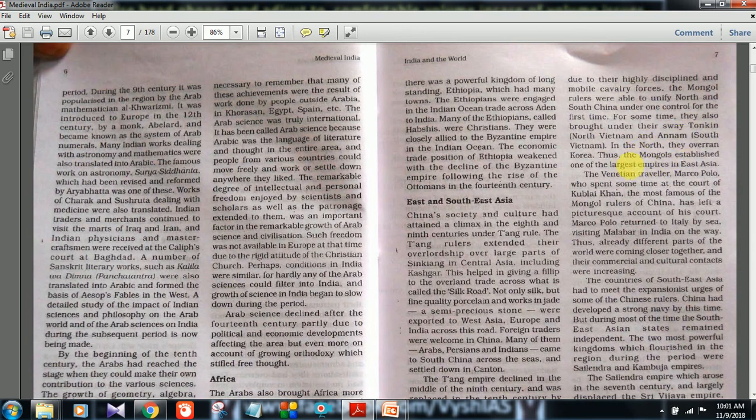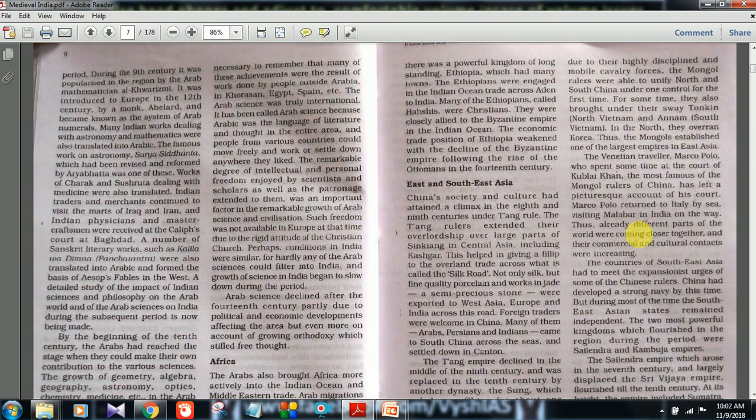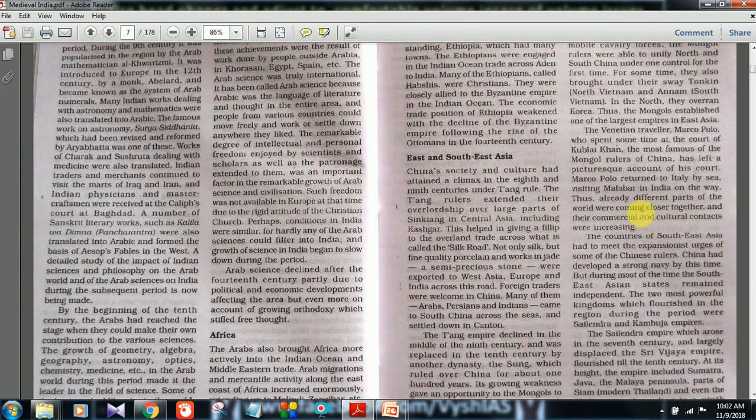Thus, the Mongols established one of the largest empires in East Asia. The Venetian traveler Marco Polo, who spent some time at the court of Kublai Khan, the most famous of the Mongol rulers of China, has left a picturesque account of the court. Marco Polo returned to Italy by sea, visiting Malabar in India on the way. Okay, so this Indian visit and all, we have already covered in a lot of places, so you should be knowing. Thus, already different parts of the world were coming closer together and their commercial and cultural contacts were increasing.